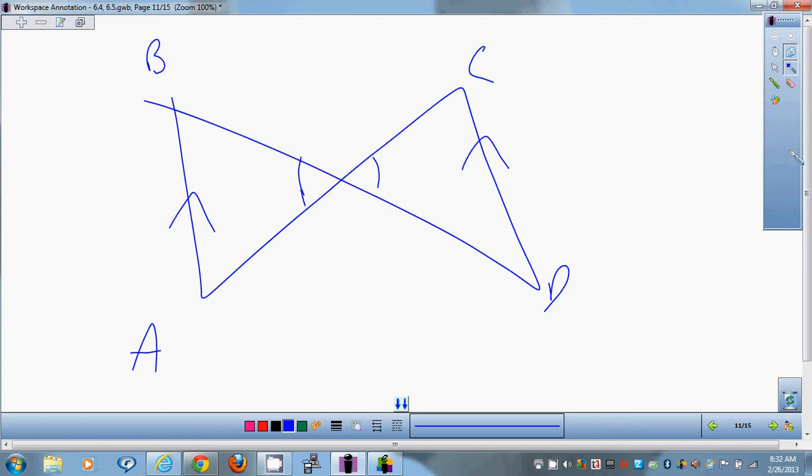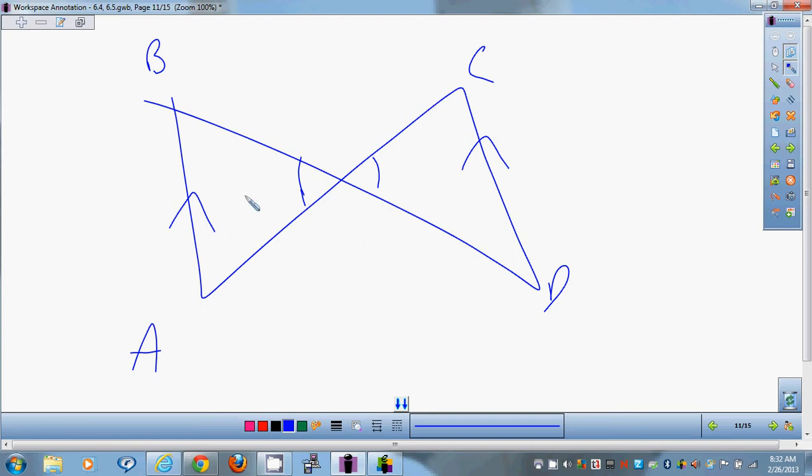Okay, Donovan. If we're going to use alternate interior, which angles are congruent? Very good. A and C are alternate interior. And actually, you could have used alternate interior twice. Not that you would need to now. But what's the other 2 angles you could show are congruent? B and D.